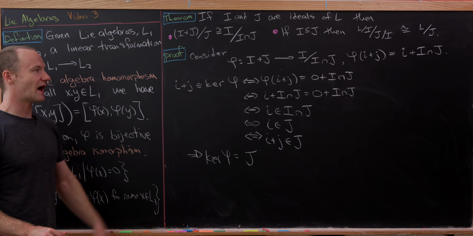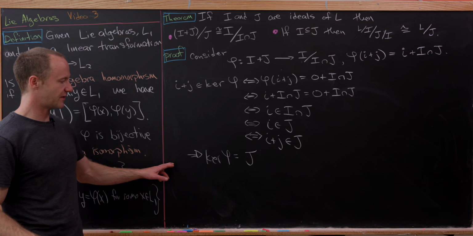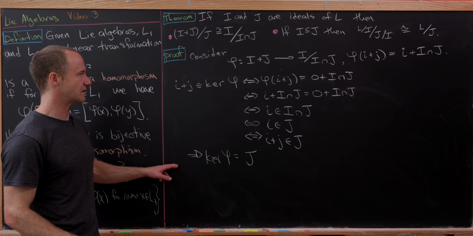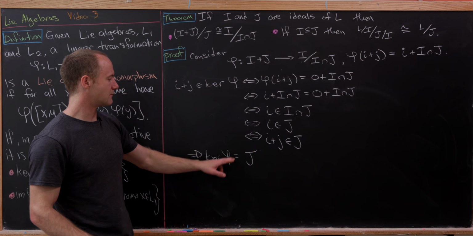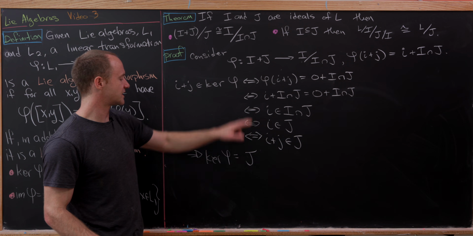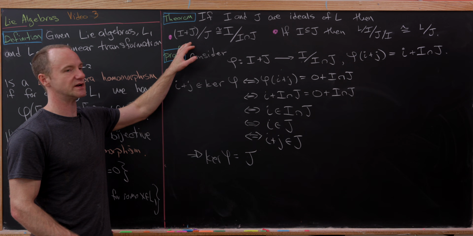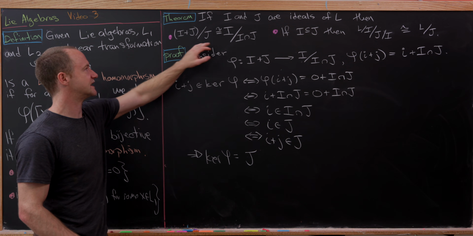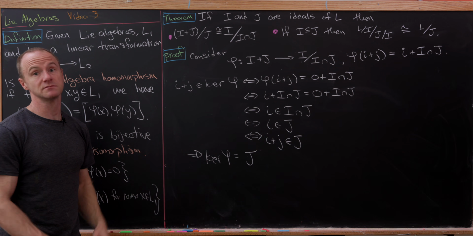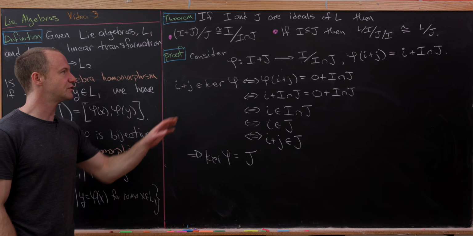Now we can apply the first isomorphism theorem. We have the domain mod the kernel, in other words I plus J mod J, is isomorphic to the image. But we said that this was surjective. It's fairly easy to check, so that establishes this second isomorphism theorem. Now let's move on to the third.